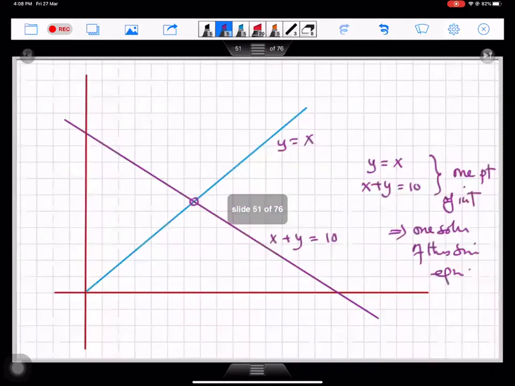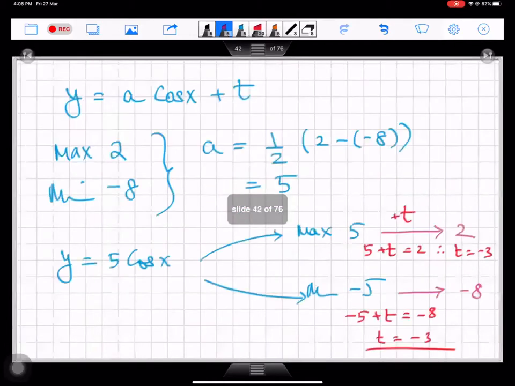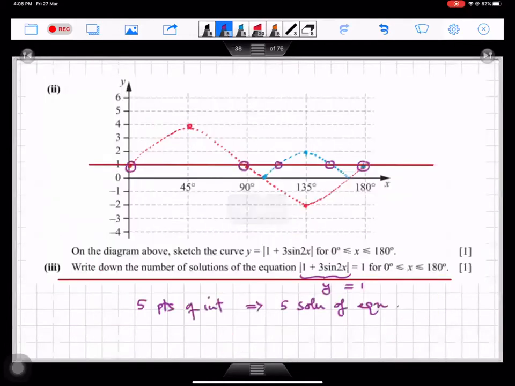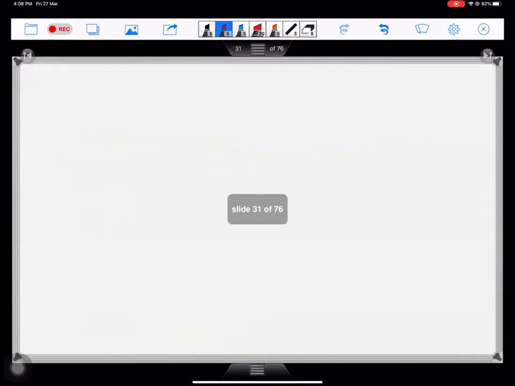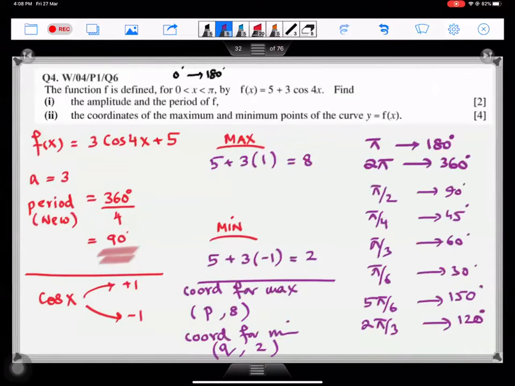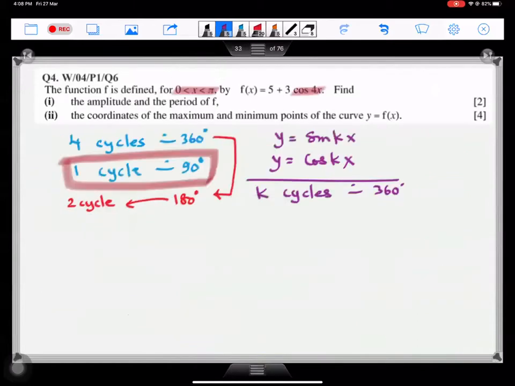We started with the concept of questions that involved maximum and minimum values. More questions on that. What if there is a change of period, and instead of the examiner asking us to draw in the usual 0 till 360, the examiner changes that? So we have to take care of the ratio.